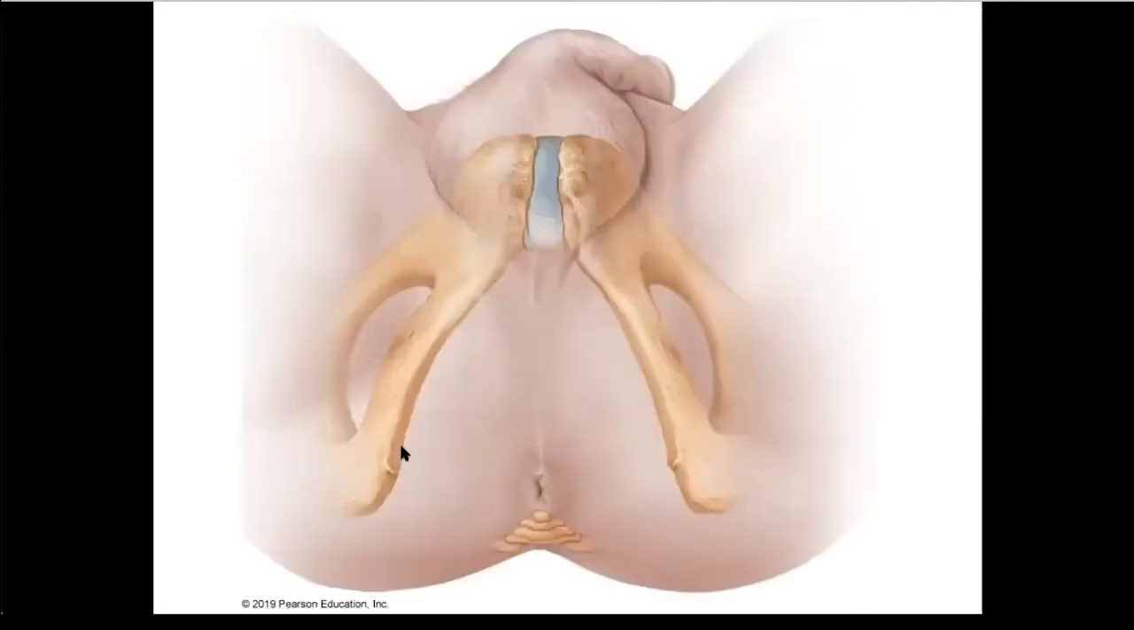This is an illustration of the male perineum. The diamond region is outlined by the pubic symphysis anteriorly, the ischial tuberosities laterally, and the coccyx. The anus is within the perineum, as well as the root of the penis and the scrotum.